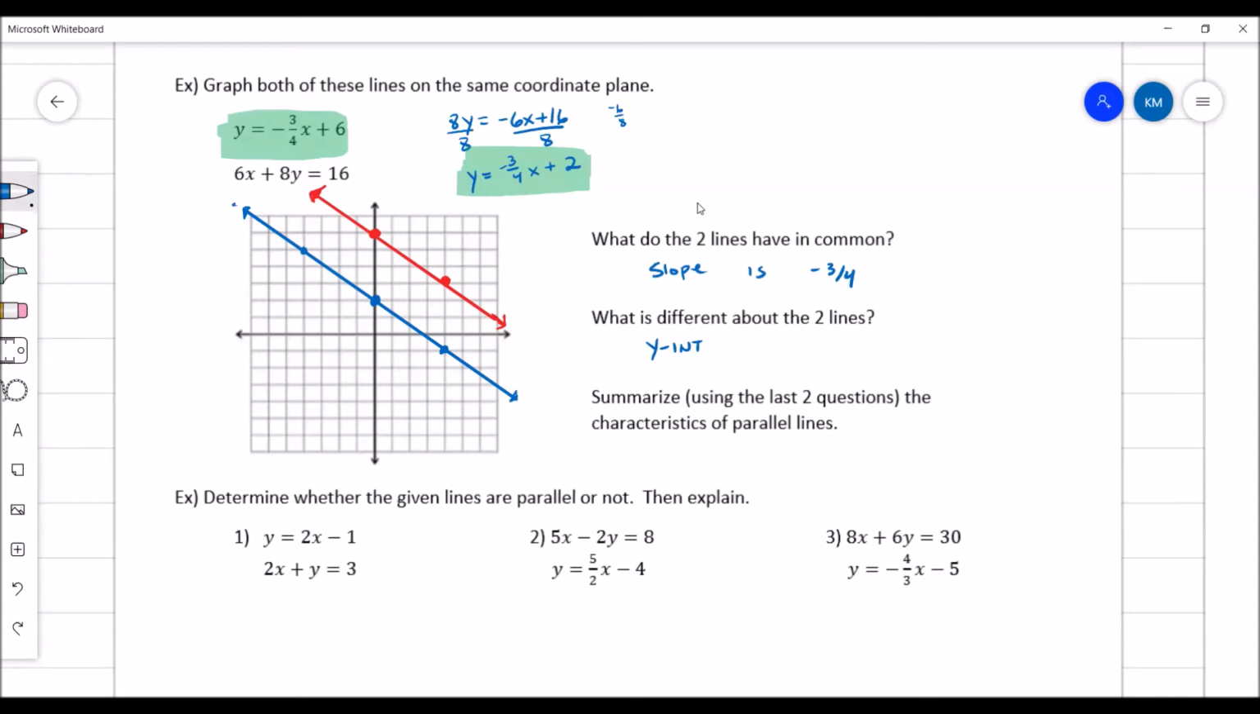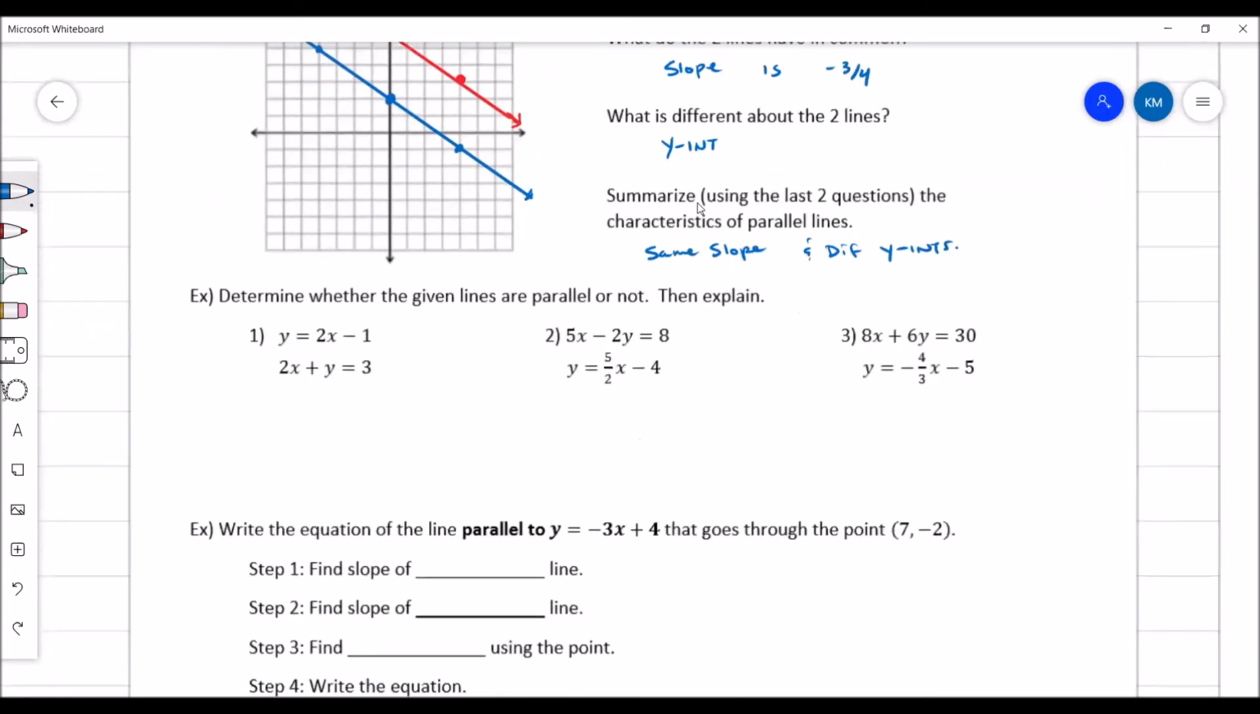So to summarize, using the last two questions, the characteristics of parallel lines. Okay, and so we didn't really talk about it, but look, these lines don't touch. They're going the same direction. As they continue on forever, they will never intersect. These are called parallel lines. Parallel lines have the same slope and different y-intercepts. Same slope and different y-intercepts.